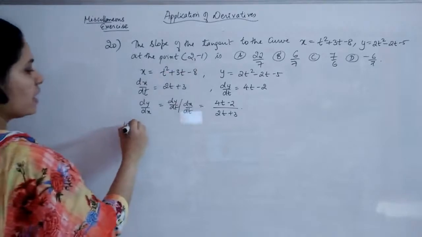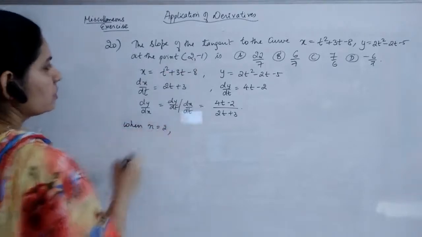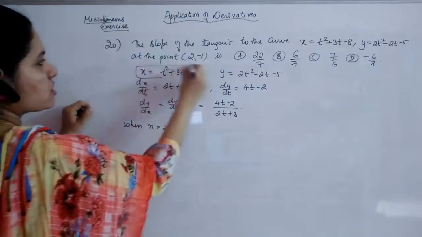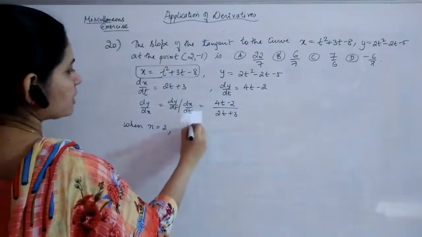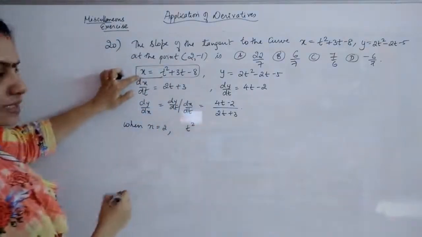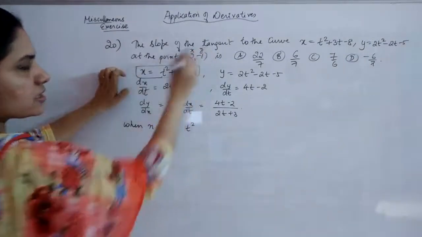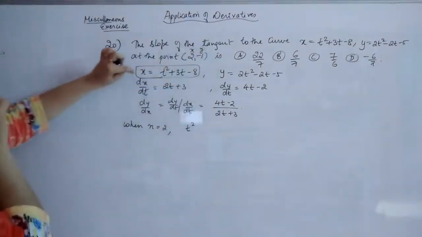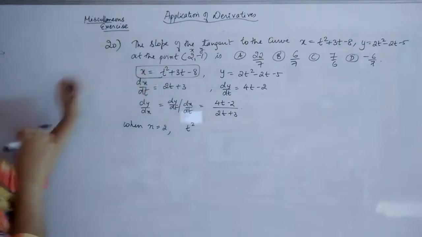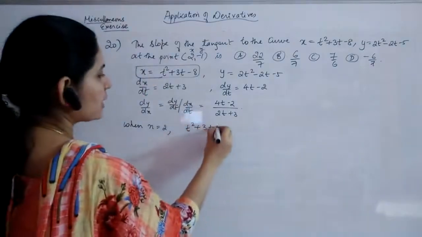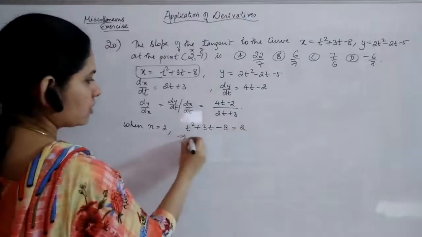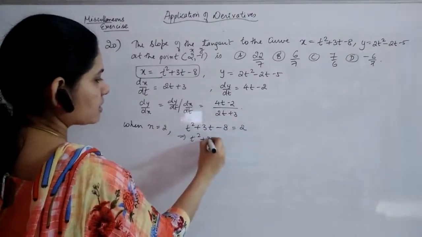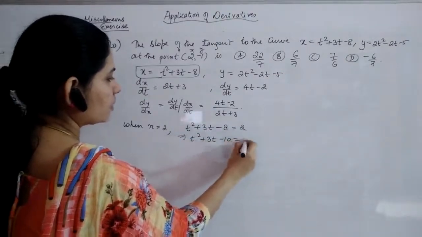So first, when x is equal to 2, what will happen to this equation? I am just replacing the value of x as 2 because this is the x coordinate and this is the y coordinate. So x equal to 2 will be replaced here, which means this equation will become t square plus 3t minus 8 equal to 2, or t square plus 3t minus 10 equal to 0.